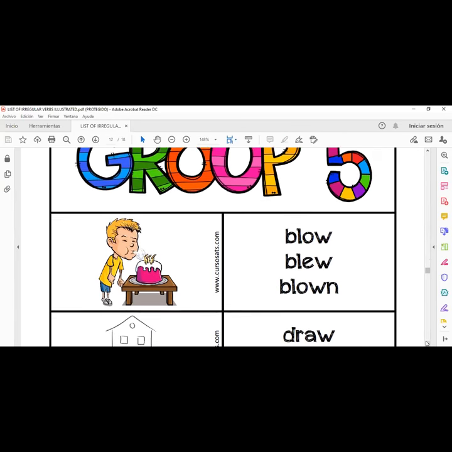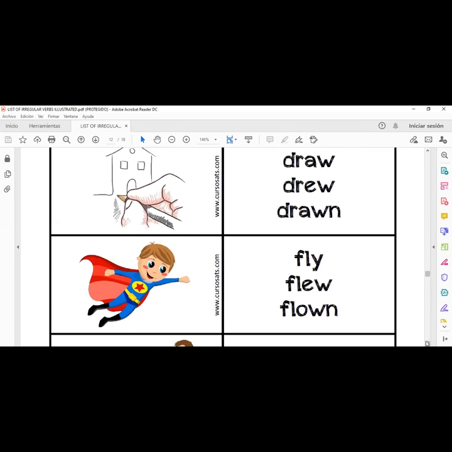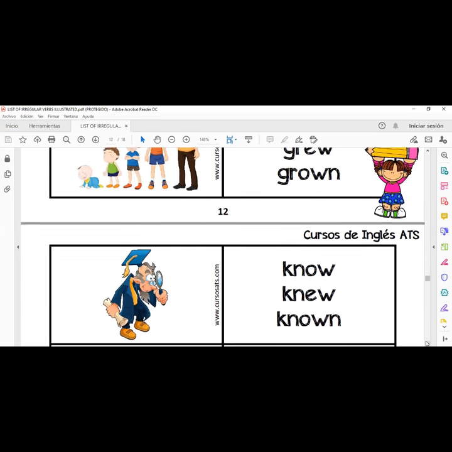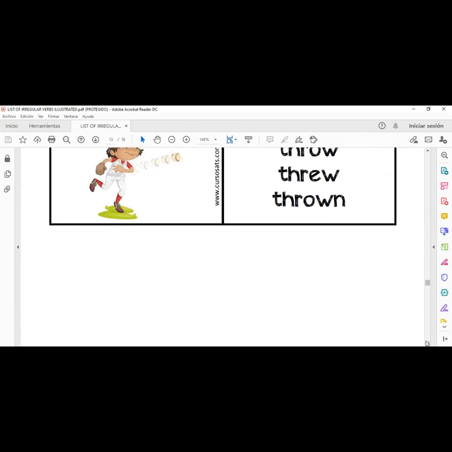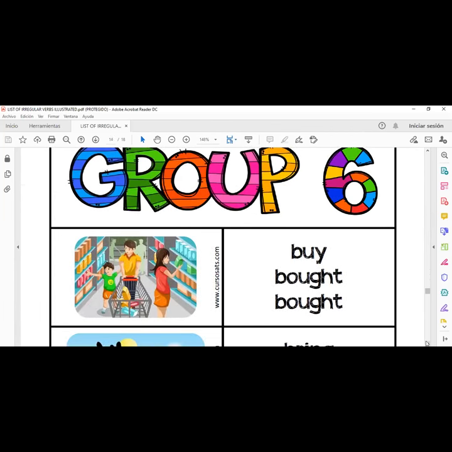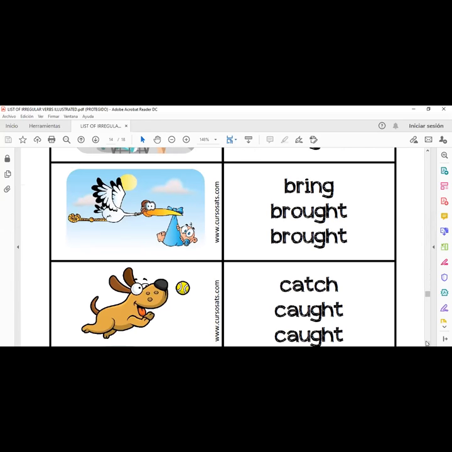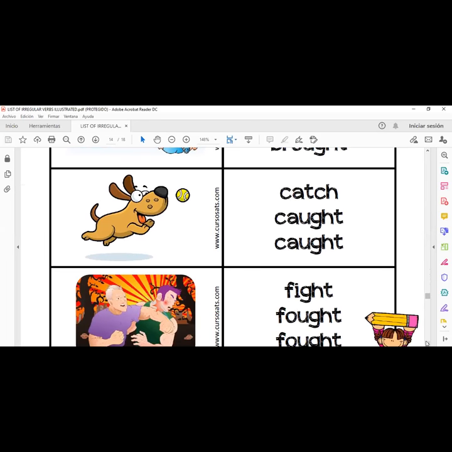Group five, blow, blew, blown. Draw, drew, drawn. Fly, flew, flown. Grow, grew, grown. Know, knew, known. Throw, threw, thrown. Group six, buy, bought, bought. Bring, brought, brought. Catch, caught, caught. Fight, fought, fought.